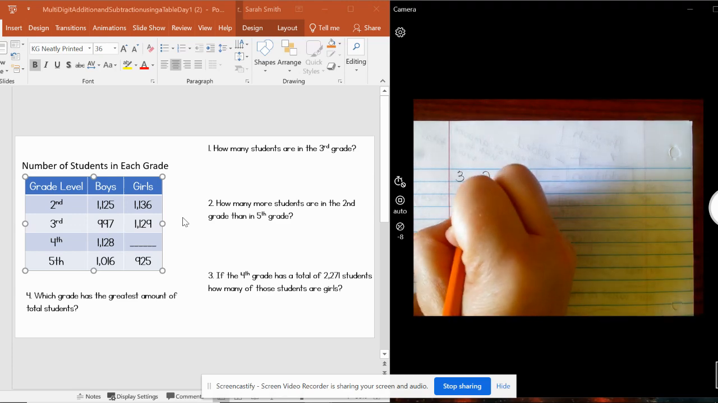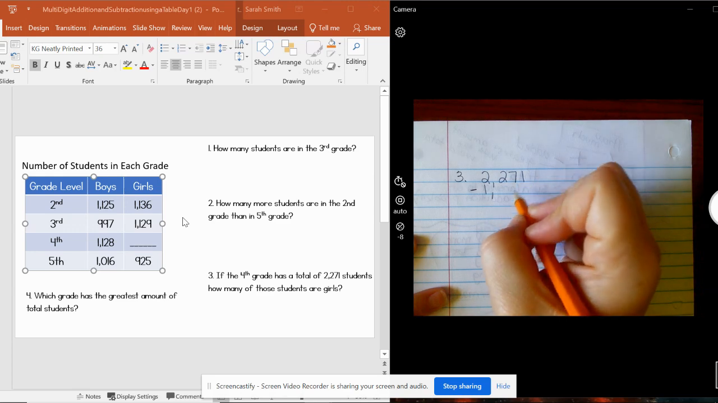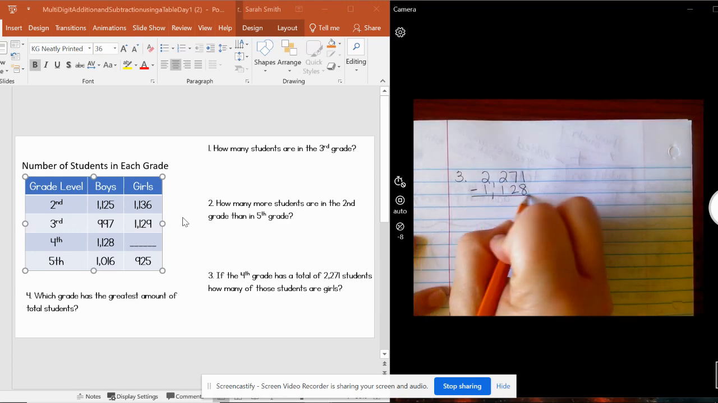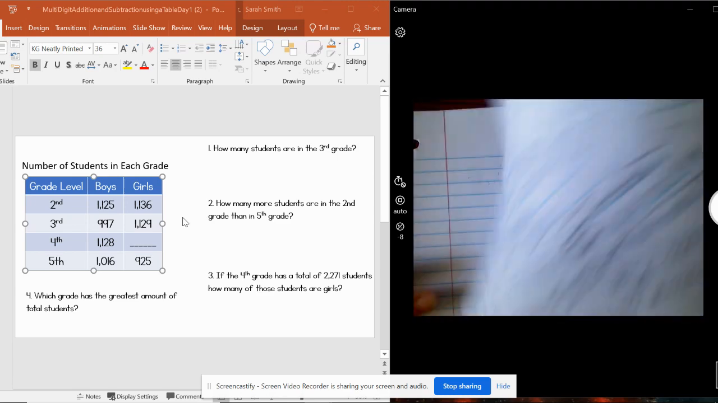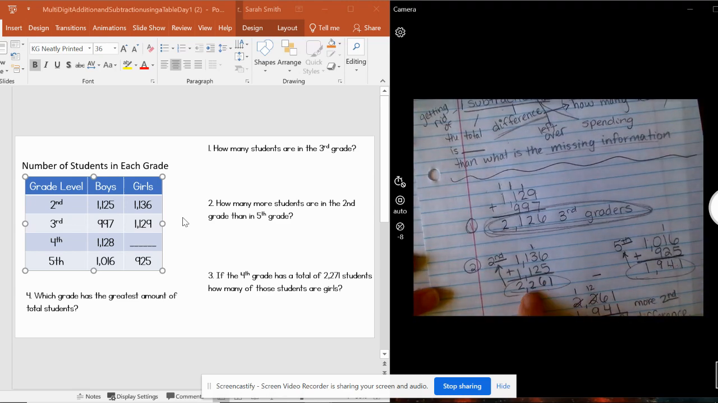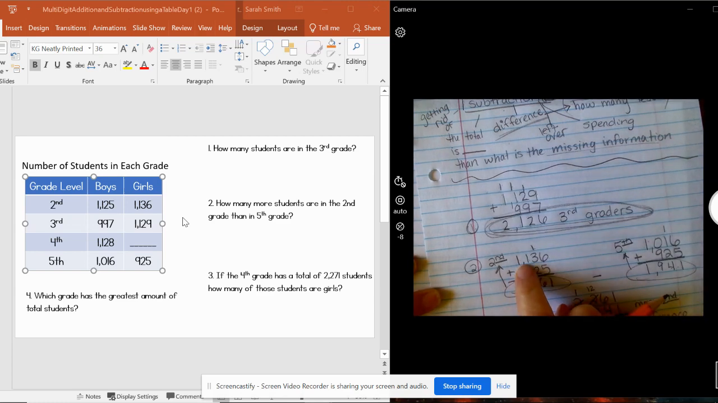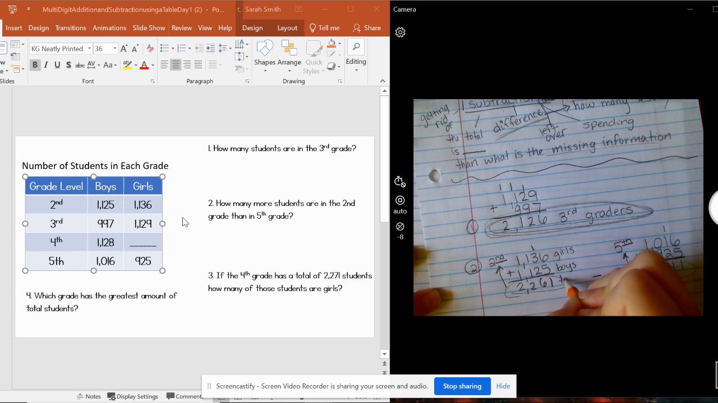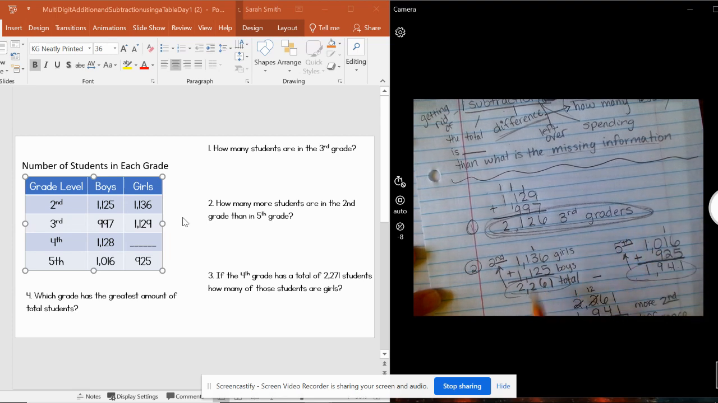So what we're going to do is we're going to take the boys out of the total number. And the reason for that is if you were to go back and even think about these other problems, when we were finding the total for second grade, we added the girls and the boys. So this was the girls, this was the boys, right? And then this was the total. So in order to find the total, we had to add the 2.